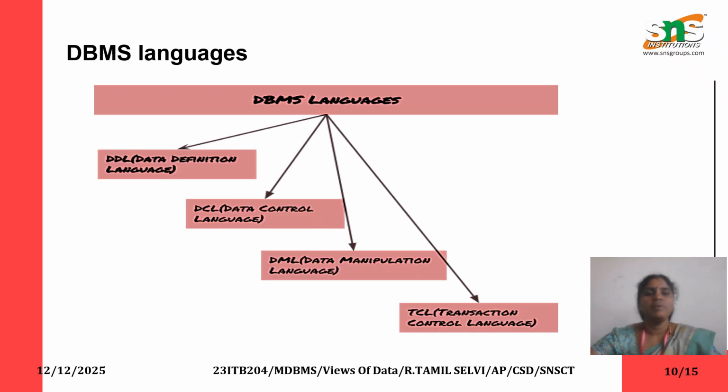The next one is DBMS languages. DBMS languages are used to read, update and store the data in a database. There are several types of languages that can be used for this purpose. One of them is SQL, that is structured query language. In DBMS languages, we have four types of languages, that is DDL, DCL, DML and TCL. Let's see each one of them in detail.